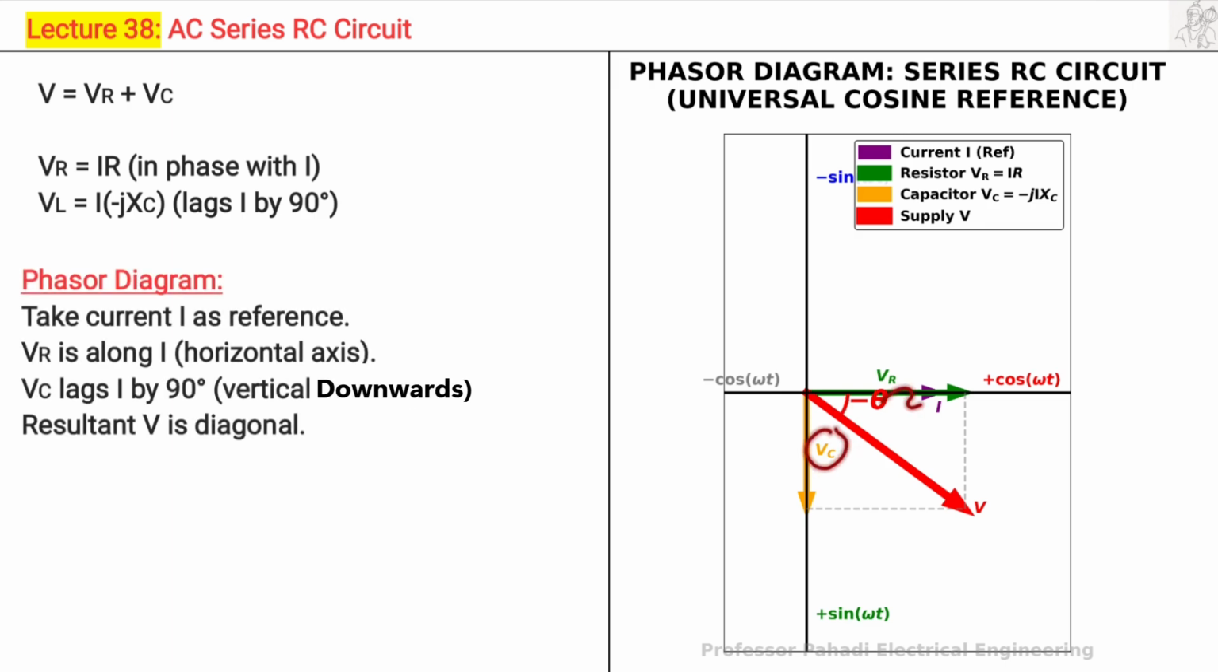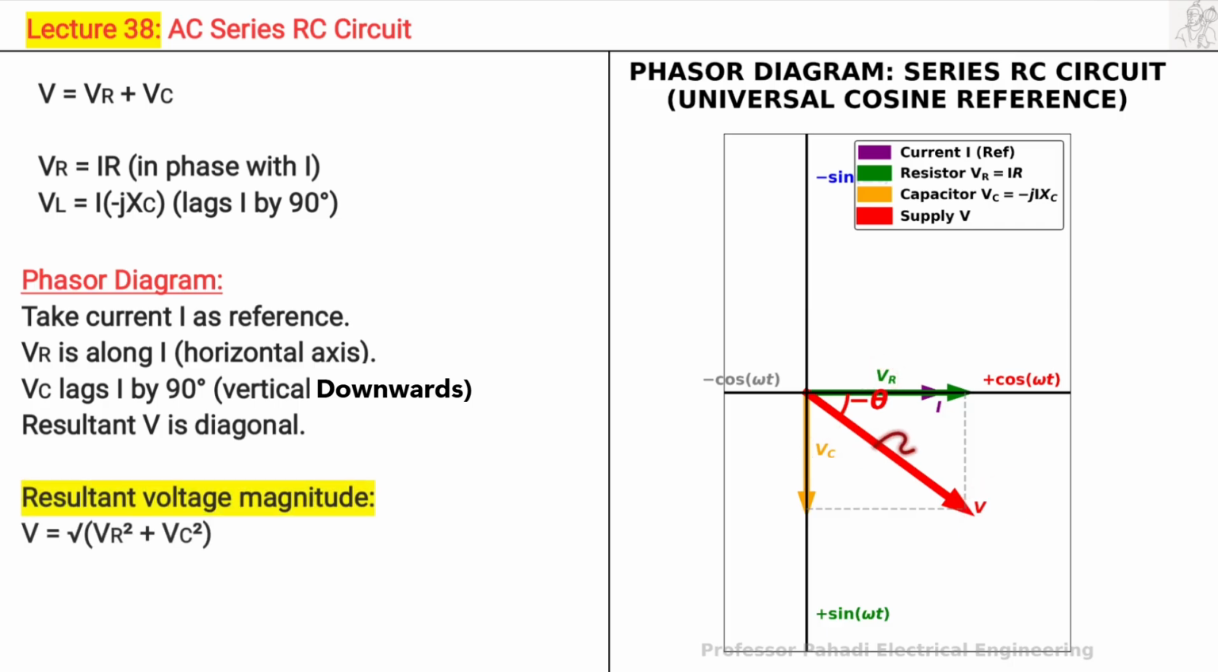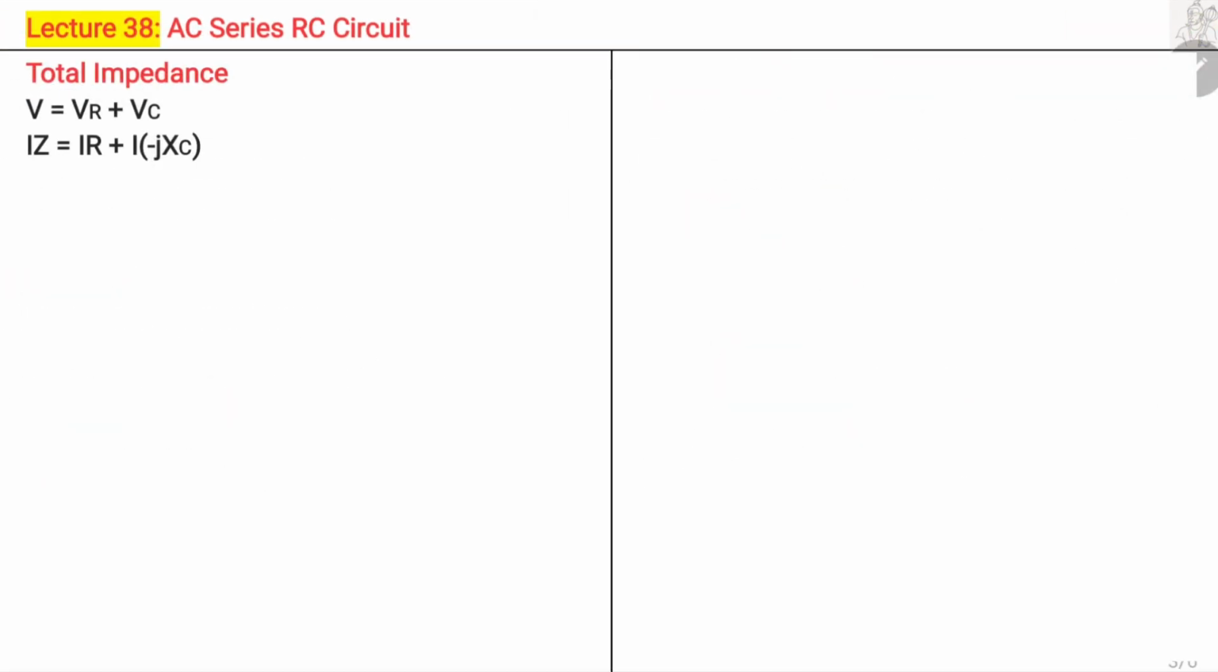The equivalent of VC and VR is simply the equivalent voltage, and the magnitude of this voltage is given by the Pythagoras theorem, that is V squared is equal to VR squared plus VC squared, and from here V is equal to the square root of VR squared plus VC squared. V is the phasor sum of VR and VC.